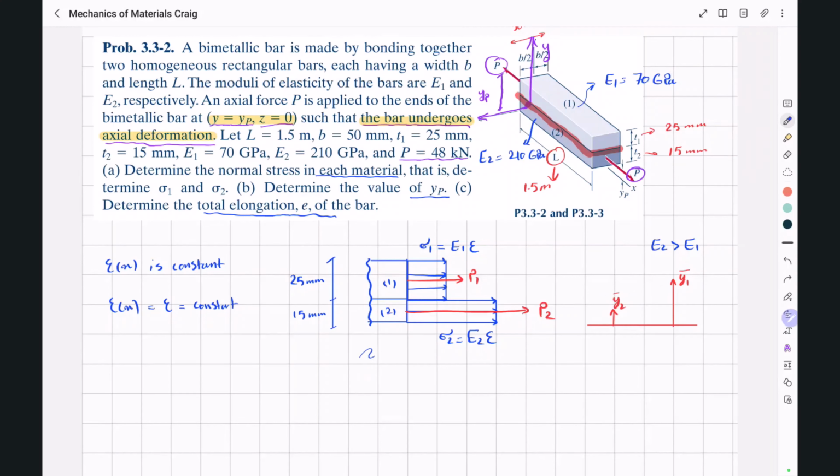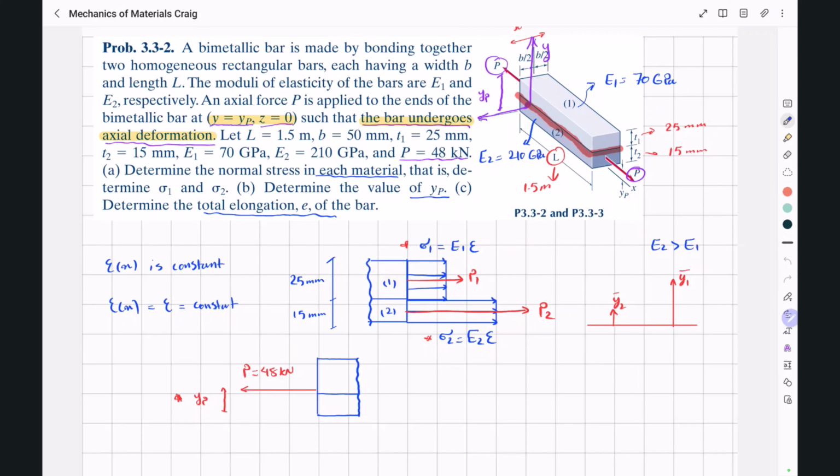And for the other side of the cut, we can draw something like this. And we're going to have a single resultant force, which is our force P equal to 48 kilonewton, and is applied at YP. And now we have to determine the value of this YP, which is actually the centroid of the whole cross section, the values of these stresses, and the total elongation of the bar.